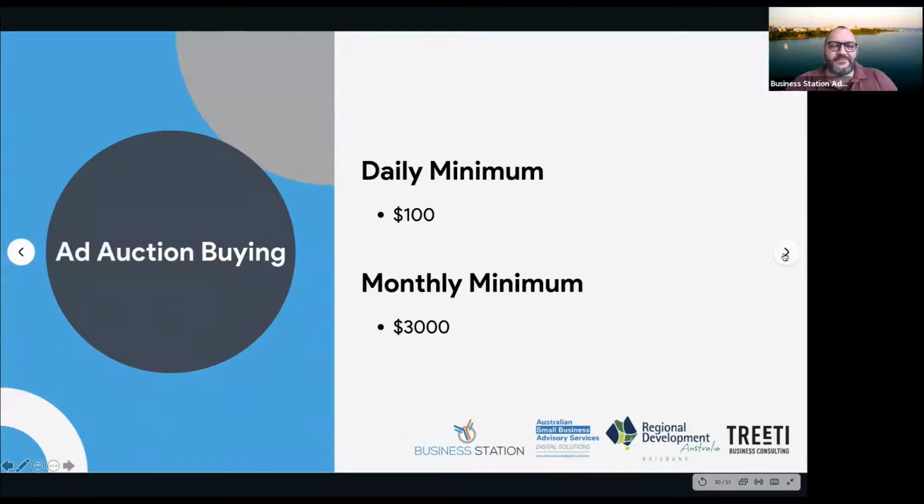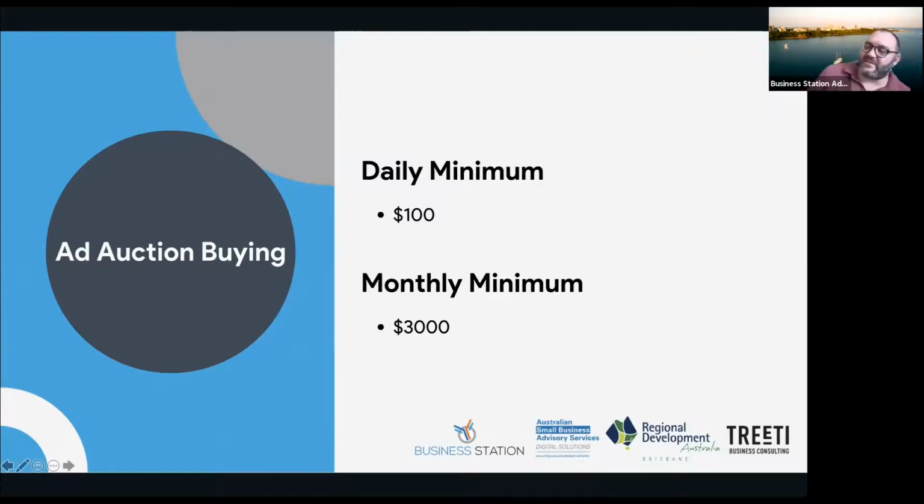I certainly can't. This gets a little bit more reasonable, but it's still way, way more expensive than operating on Facebook, right? The ad auction buying, so when you're buying the cost per click, the cost per thousand, the cost per view, the cost per impression, the daily minimum is $100 a day.